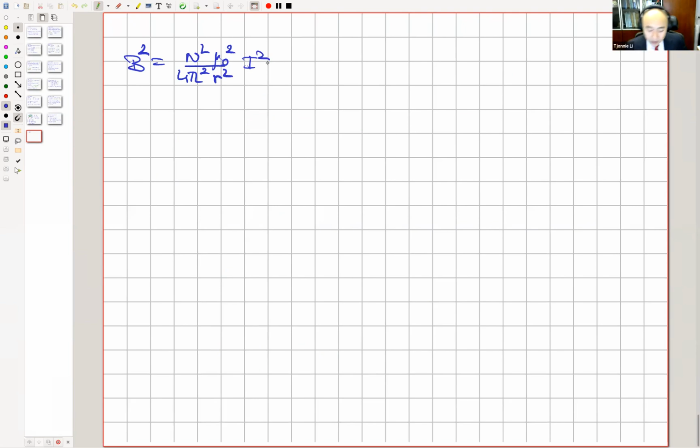Okay, so what if I try to integrate this over the entire ring now? If I integrate over the entire ring, then I would have something that looks like this, right? If I try to integrate this B field squared over the entire volume of the ring.